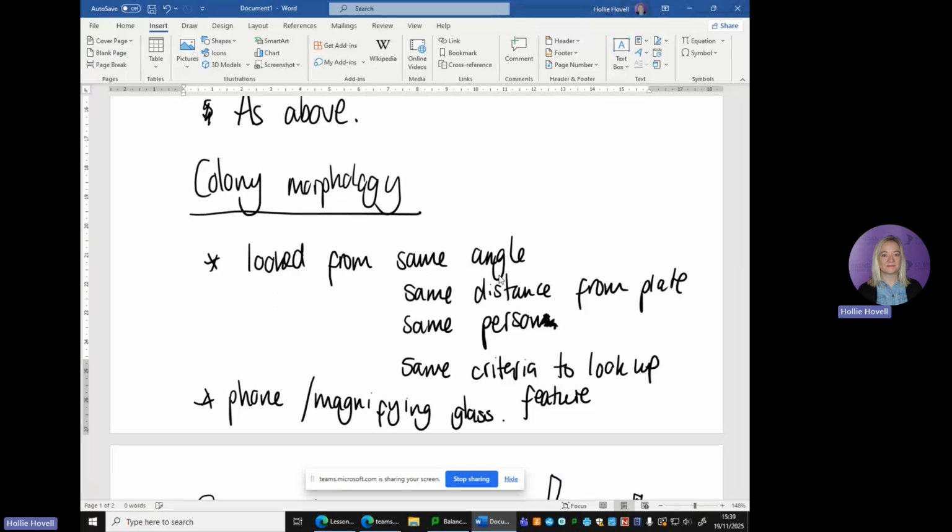So I always used my phone to zoom in, or I always used a magnifying glass, so it was controlled. I always looked at the form from above and the elevation from the side. I always made sure my eye was about 10 centimetres from the plate when I was looking. I did the examination of each plate, so it was done by the same person. And I always used the lookup table to look at how to describe the form, elevation, etc. Okay, so those are things you kept the same.